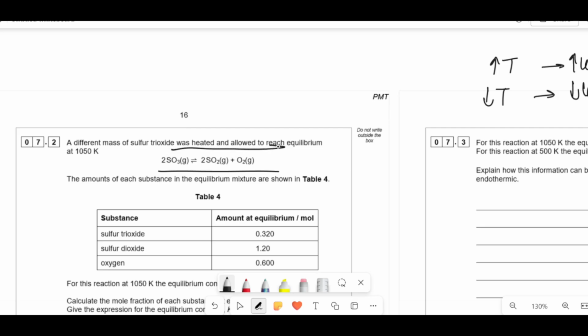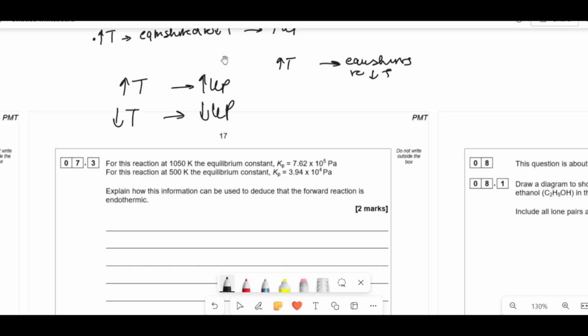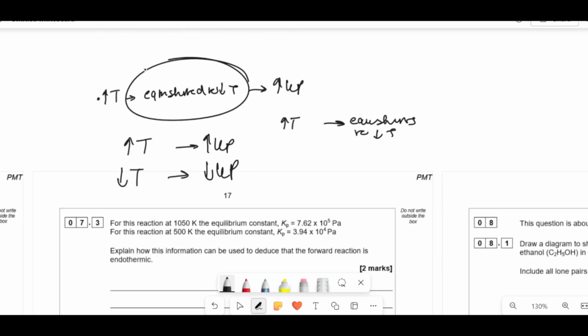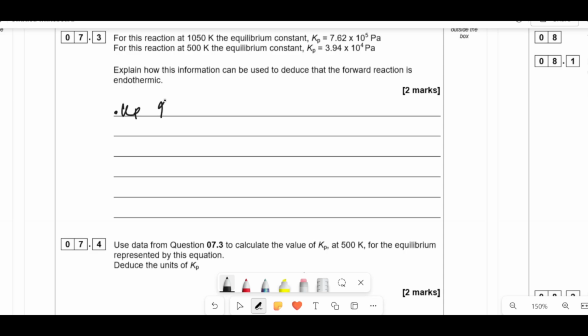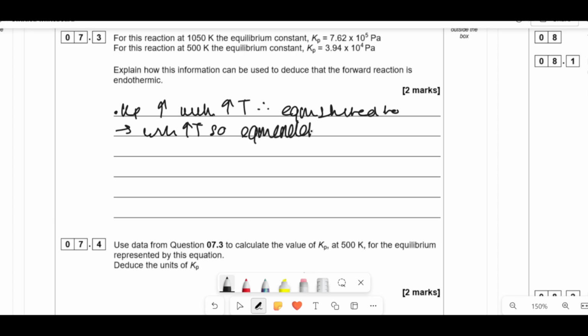So if my equilibrium wants to shift this way after I've increased the temperature and it wants to lower the temperature, it must mean it's endothermic, to absorb and take in that extra heat. So you would just write that: Kp is higher with higher temperature, therefore the equilibrium shifted to the right with the higher temperature, so it's endothermic in the forward direction. There's a reason why they tell you Le Chatelier's principle: because you should use it.